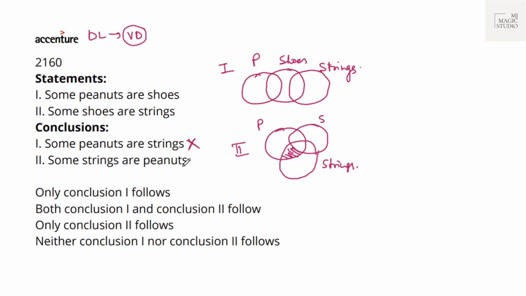Some strings are peanuts. Here we can see that some strings are peanuts, but in diagram 1, no string is equal to peanuts. That means this also does not follow for certain. These two follow in diagram 2 but not in 1. If we can prepare more than one Venn diagram for the given statement, then whatever the conclusion is, it should follow in all the Venn diagrams you can make. So in this case, neither conclusion 1 nor conclusion 2 follows. I'll mark option D.